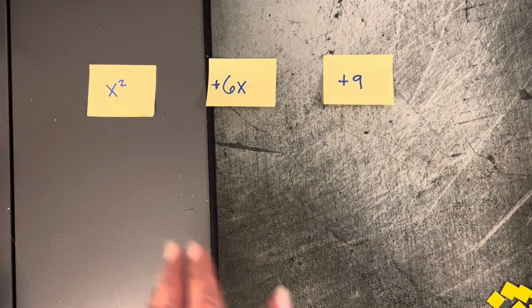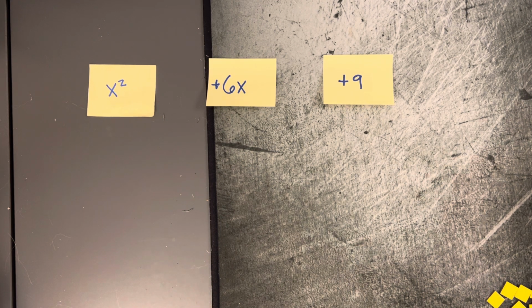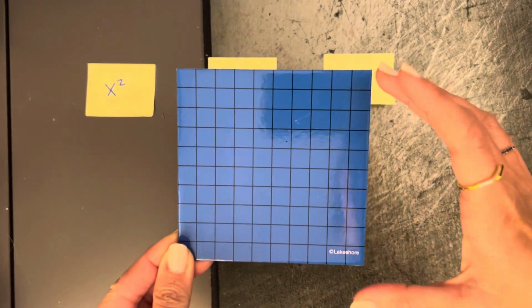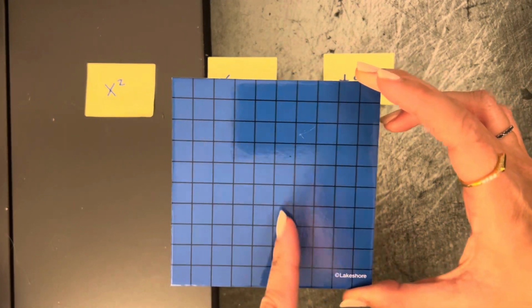Hi everybody. So I know that we've been having a little bit of difficulty understanding completing the square. And so I'm making this video for you to help you visualize it, because I think that'll help you to understand. So let's say for the purposes of the activity, this square represents x squared, okay?